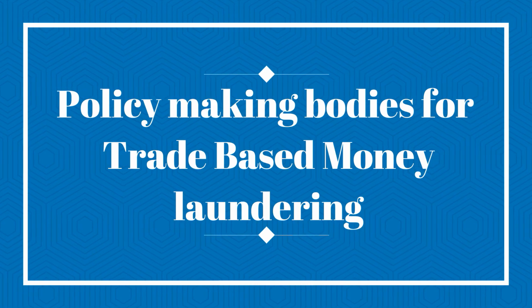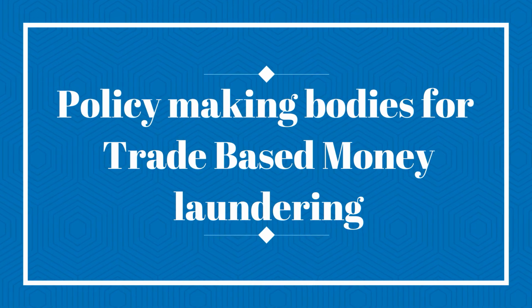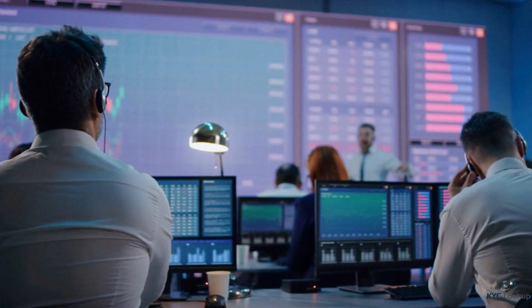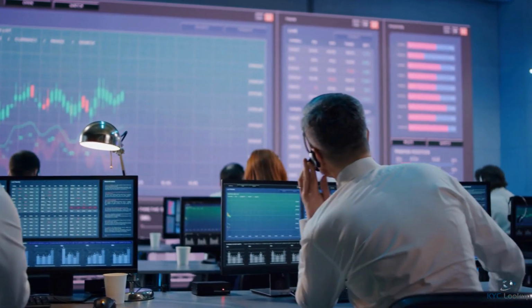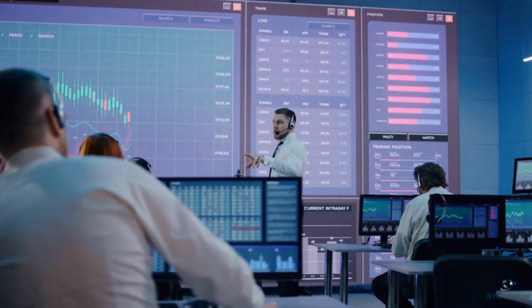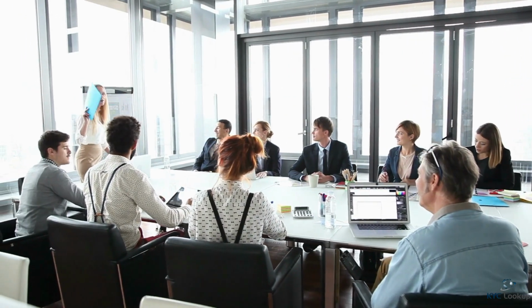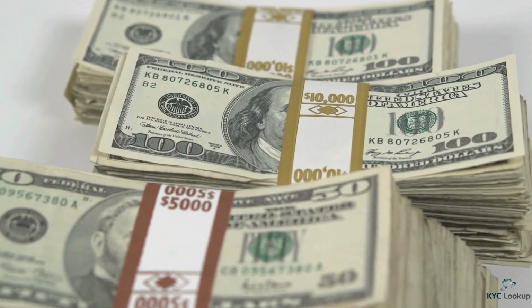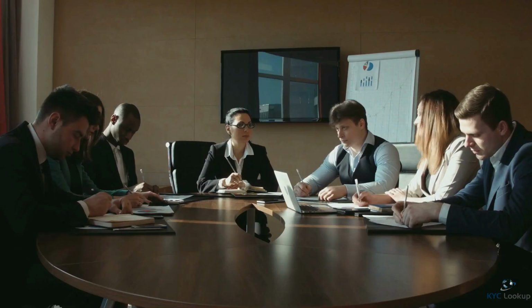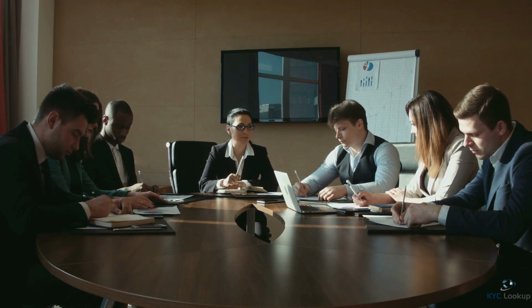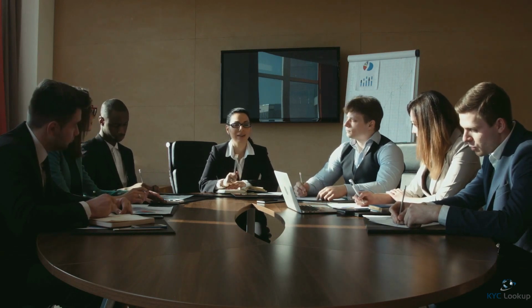Policy-making bodies for trade-based money laundering. Policy-making bodies at the national and international levels play a crucial role in addressing trade-based money laundering, TBML. These bodies develop and implement policies, regulations and guidelines aimed at combating TBML effectively. Here are some key policy-making bodies involved in the fight against trade-based money laundering.